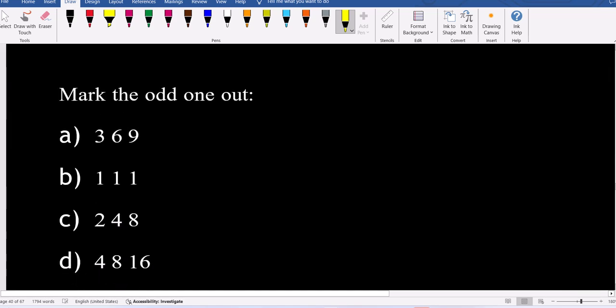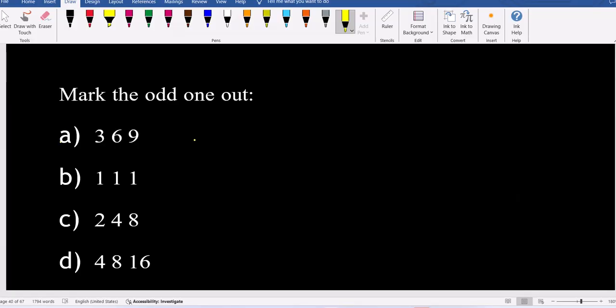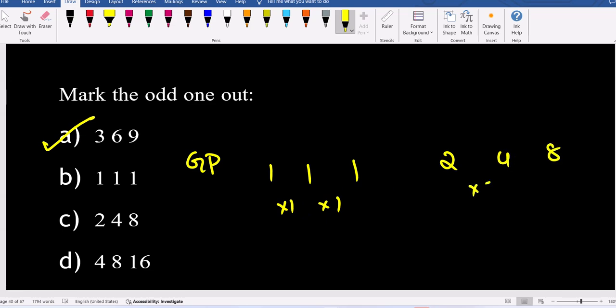Now again odd one out. What's the odd one out among this? Manisha, hope you understand the previous one's mistake, but now you check it out in this one. I can say option A is the odd one out. Why, sir? Remaining all are in GP, like 1, 1, 1 multiplied by 1. 2, 4, 8 multiplied by 2, multiplied by 2. 4, 8, 16. You just see what's happening.